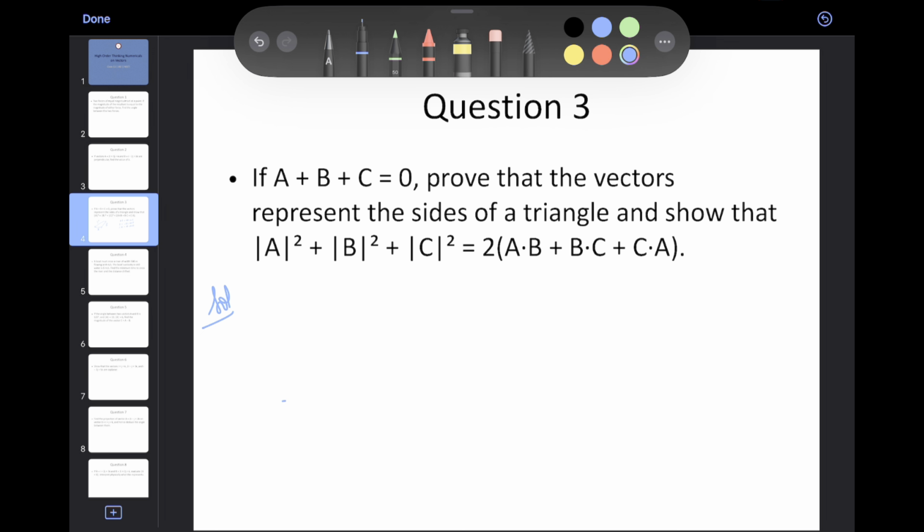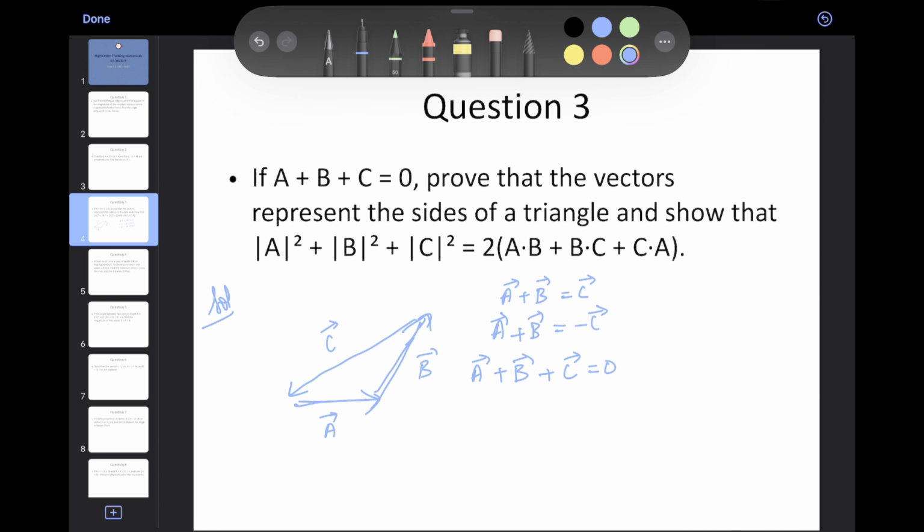Now let's say this is A vector, this is B vector. And if you take this as C vector, then your A vector plus B vector is equal to C vector. And if you reverse it, that means if you take this as C vector, then here the sign will change. It becomes minus C vector. Bring it here, it becomes A vector plus B vector plus C vector equals 0. So as per this, it forms a triangle with its 3 sides taken in one order.